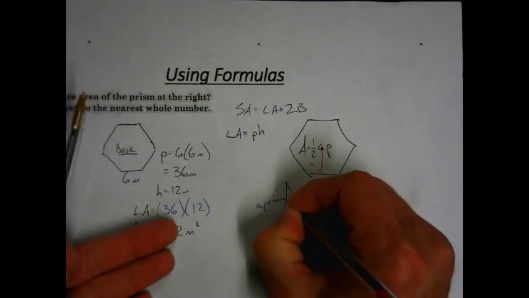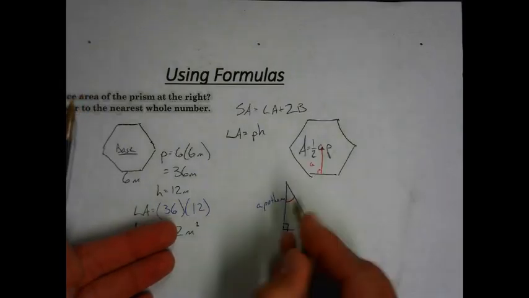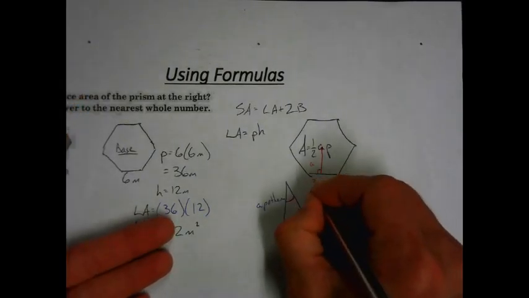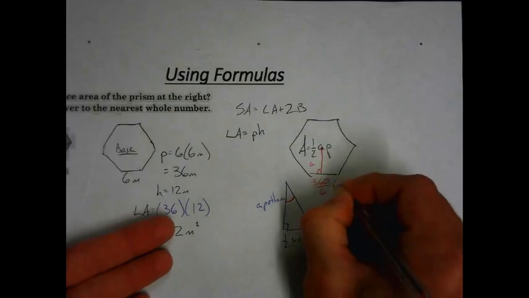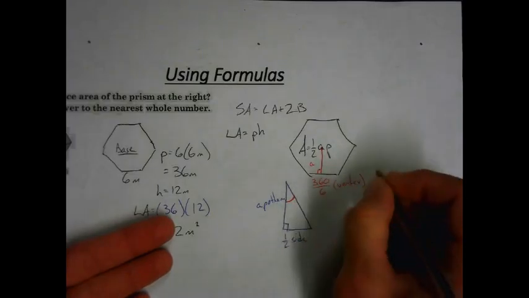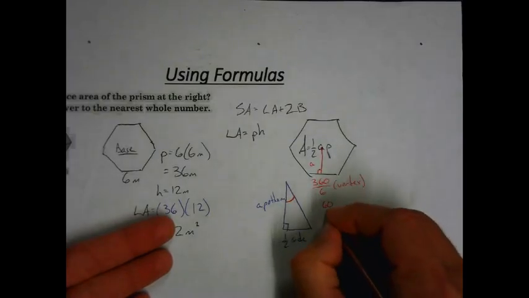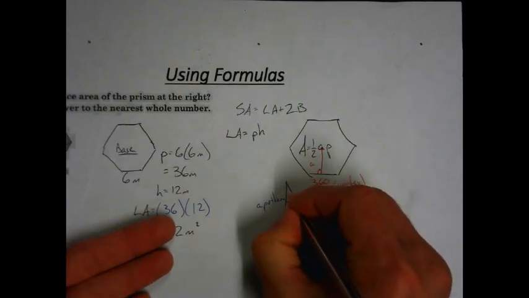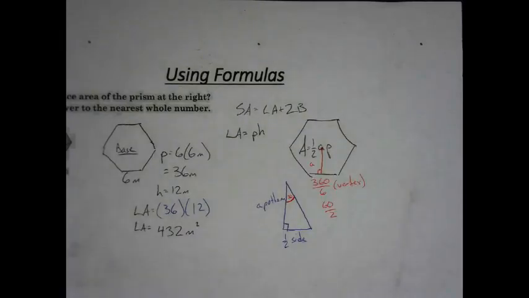Now remember, we're dealing with a hexagon. So how do we find this particular angle? It's 360 divided by 6 to give us our vertex angle. And then we end up with 60. And then we take half of that to give us our angle in here, 30. So we're again dealing with a 30, 60, 90 triangle.